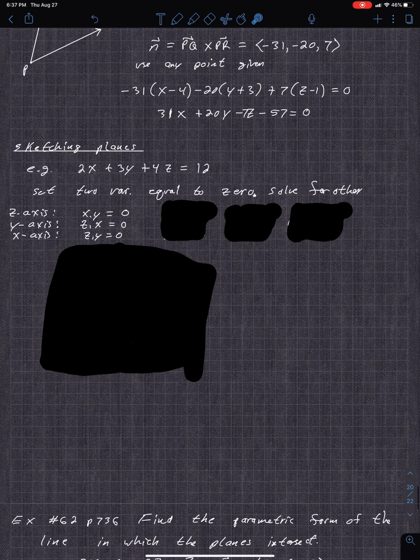This next piece: if I were to ask you how you would sketch that plane in 3D, that's really the idea here. What you do is you set 2 variables to be 0, and then you solve for the other variable. Basically you get the intersections on the x, y, and z axes, and then you draw in a triangle. Even though you know the plane goes on forever in each direction, it's that triangle that gives you the basic form.